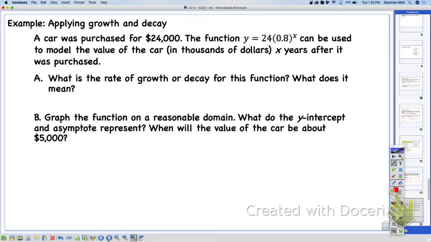Okay, what rate of growth or decay? Is it a growth or decay? It is decay. How do you know? Point eight. This is less than 1. So it was 1 minus what? One minus 0.2. Okay, so decay at what rate? 20%. Okay, does that sound reasonable for a car to decay 20%? Yes.